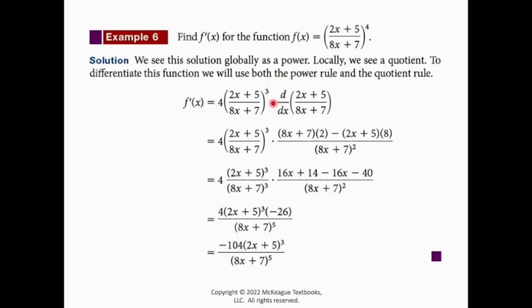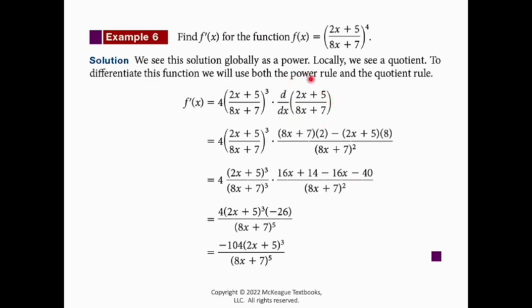Now I have to take the derivative of that inner function. So I take the derivative of 2x plus 5 over 8x plus 7. This, we're just going to carry it down. And now we're just going to do a little bit of work with this and use the quotient rule.